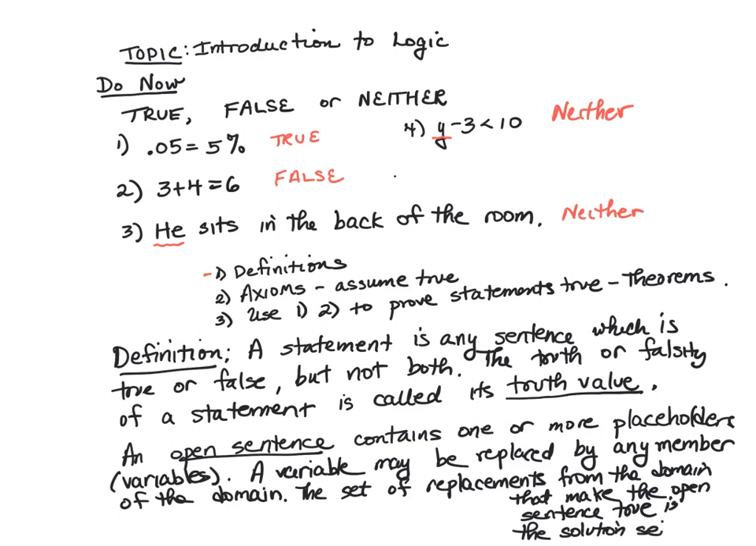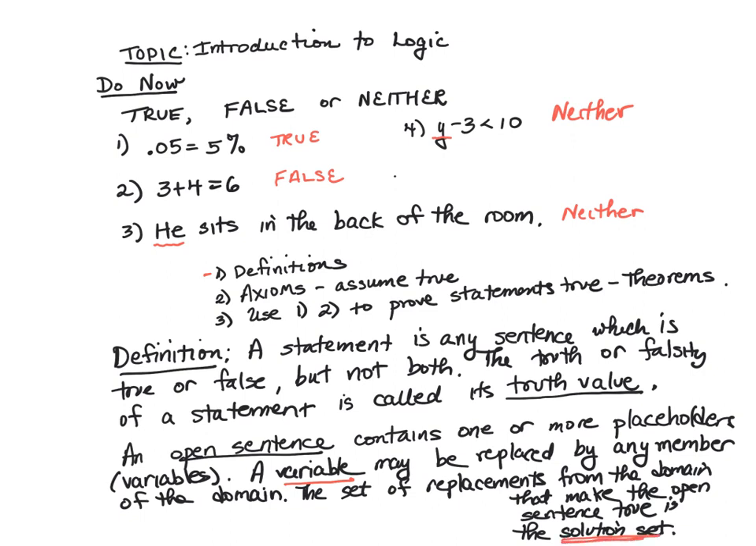Okay, I don't have room from my end to write this in along the bottom. So, okay, so these are things we already know. So a variable may be replaced by any member of the domain, and depending on what we replace, the open sentence becomes true or false. But we want to make the open sentence true, and that set is called the solution set.